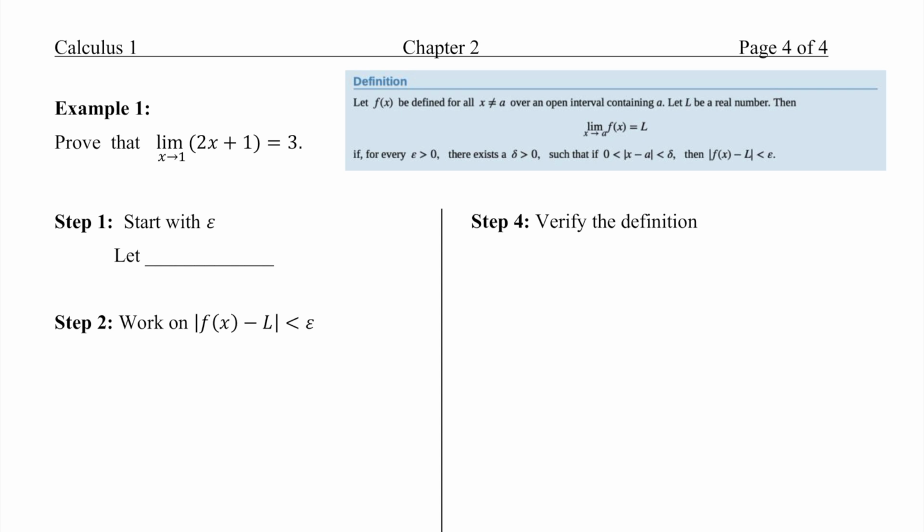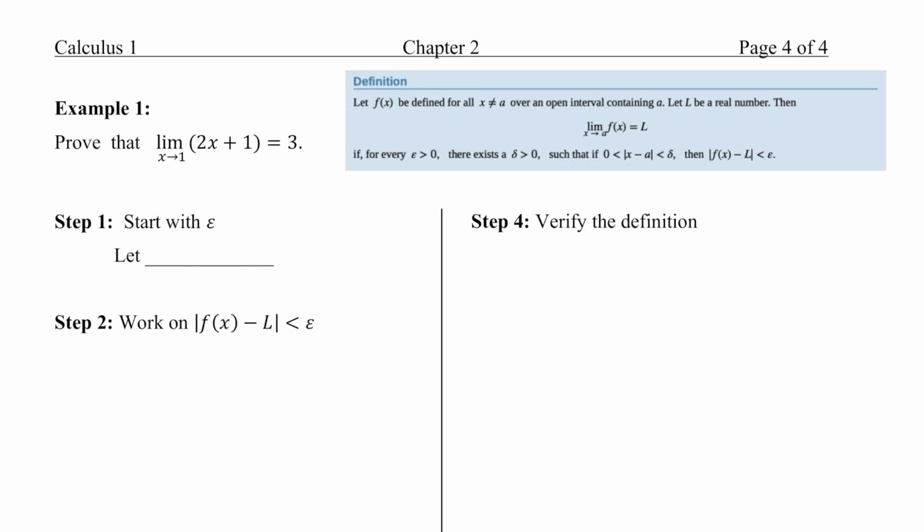In this video, I am going to prove using the epsilon delta definition of a limit that the limit of 2x plus 1 as x approaches 1 equals 3. First, let's recall the epsilon delta definition.